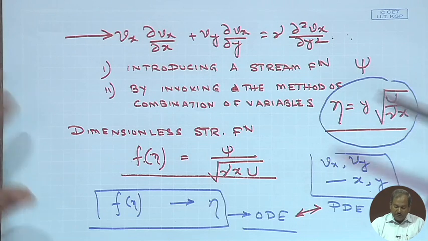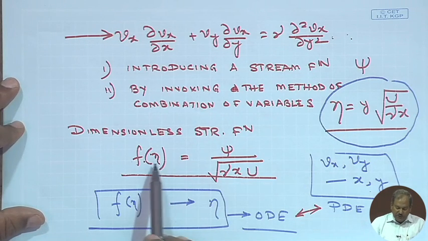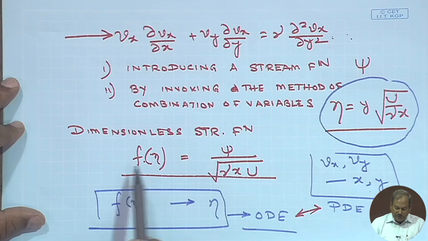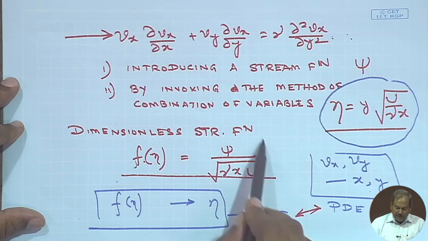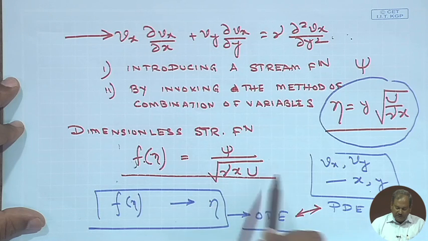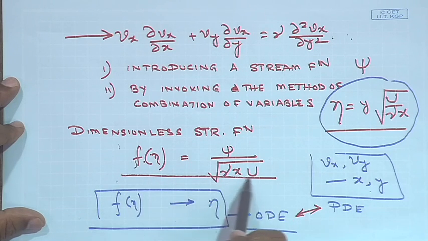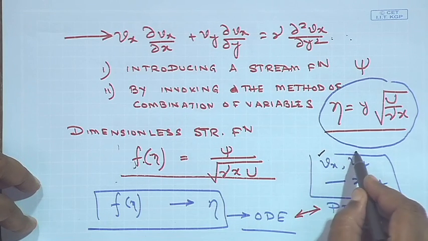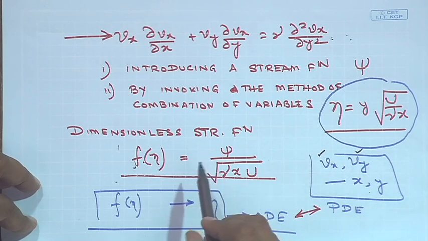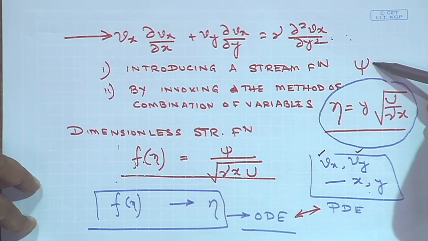And since we are expressing everything in dimensionless form, instead of a stream function, we are introducing a dimensionless stream function denoted by f, and we understand that this f is a function of eta, the dimensionless distance from the solid wall, and this is how the dimensionless stream function is expressed. So we do not deal with Vx, Vy anymore. We rather deal with psi, which is a stream function.